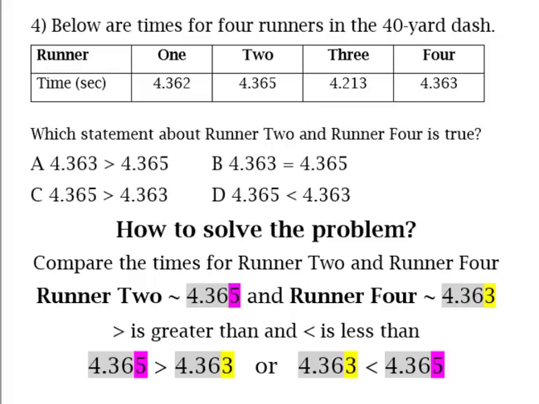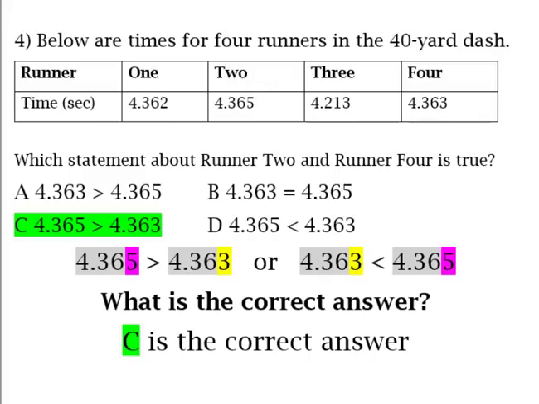Based on this information, can you tell me what the correct answer is for this problem? If you said C, you are correct. In C, we see that 4.365 is greater than 4.363.